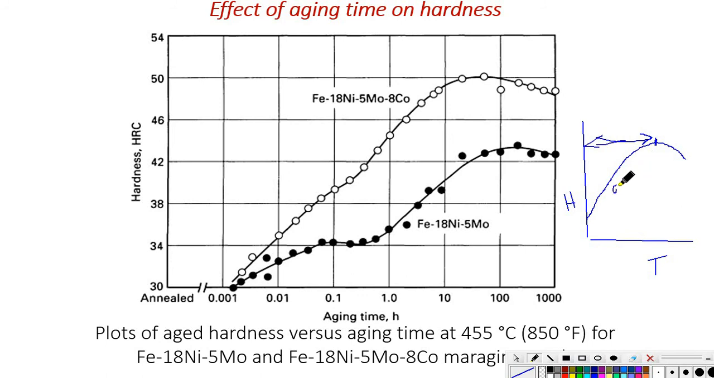Okay, so this is called aging, and this region is called overaging. This overaging actually reduces the strength and the hardness of the material. So by experiments, we have to find the aging time for maximum hardness of the alloy material.